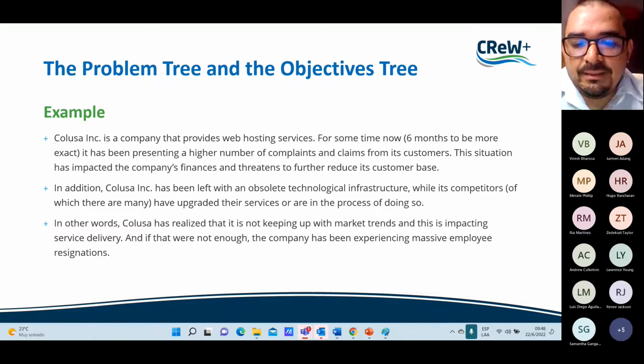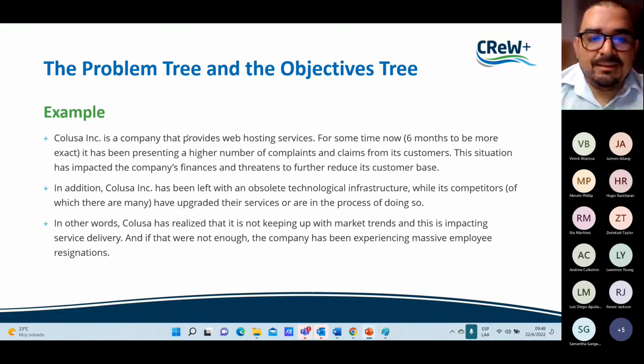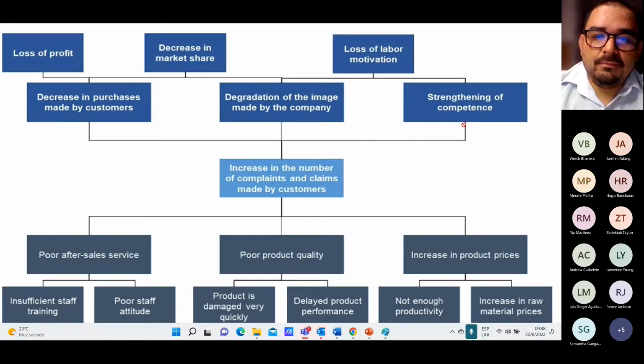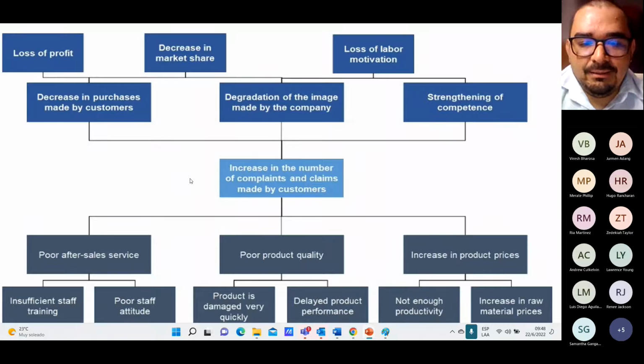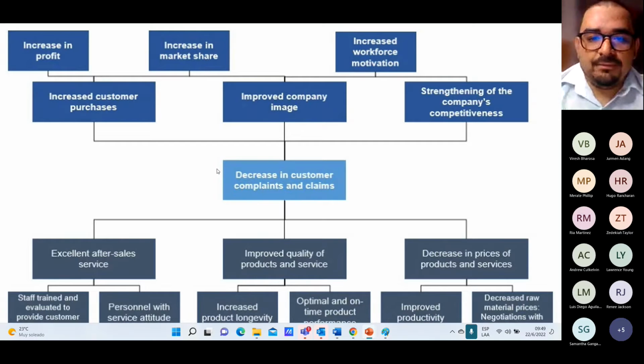And if that were not enough, the company has been experiencing massive employee resignations. So last session, we looked at this example. This was the context, the problem 3 of Colusa. Here we have the central problem they defined: the increasing number of complaints and claims made by customers. The direct causes were poor after-sales services, poor product quality, and increasing product prices. The indirect causes were insufficient staff training, poor staff attitude, product damaged very quickly, delayed product performance, not enough productivity, and increasing raw material prices. Then the effects: decrease in purchases made by customers, degradation of the company's image, strengthening of competence, loss of labor motivation, decrease in market share, loss of profit, and finally, the bankruptcy of Colusa. So this was the problem 3.